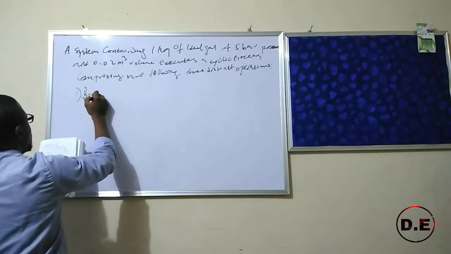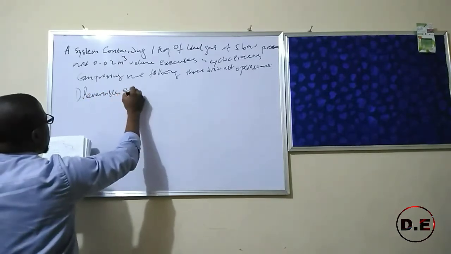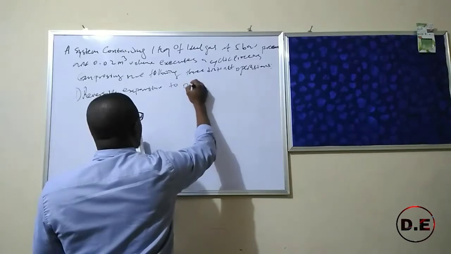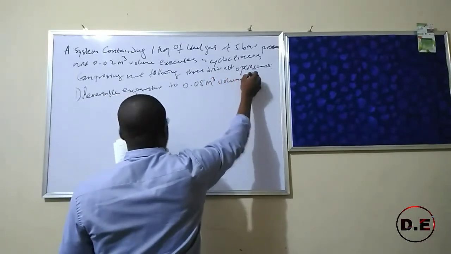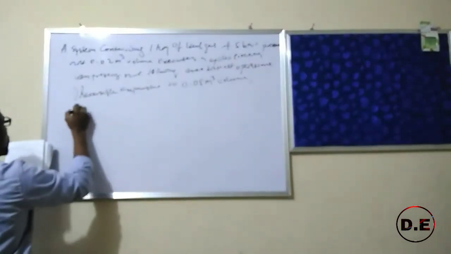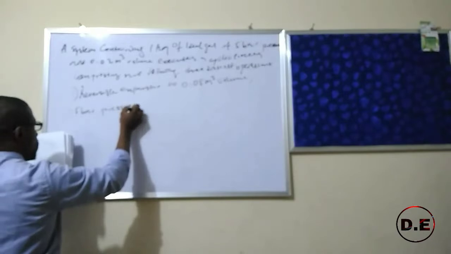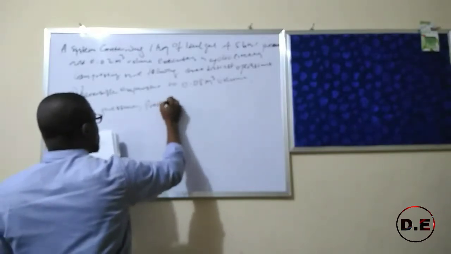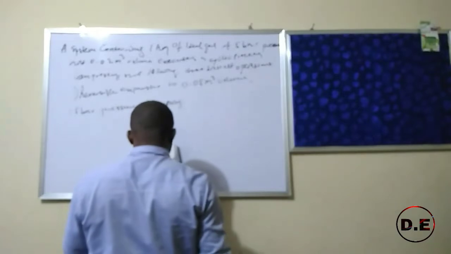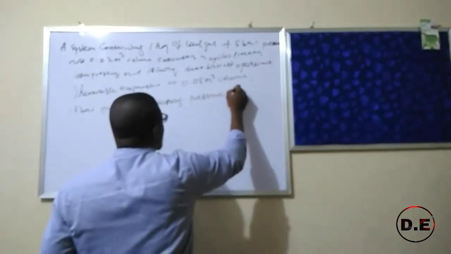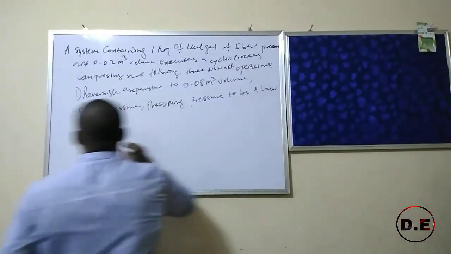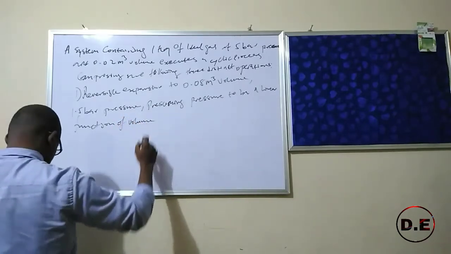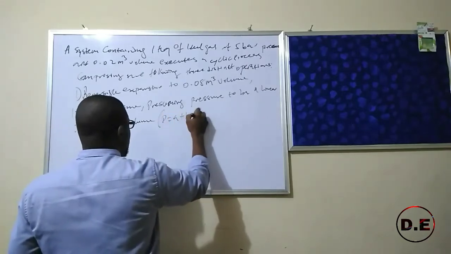One, reversible expansion to 0.08 meter cube volume, 1.5 bar pressure, presuming pressure to be a linear function of volume, that is P is equal to A plus BV.